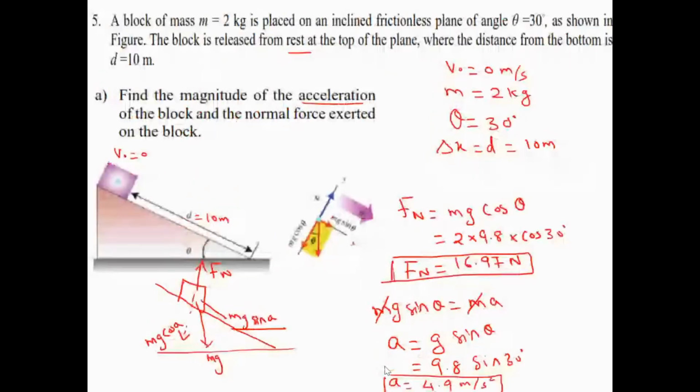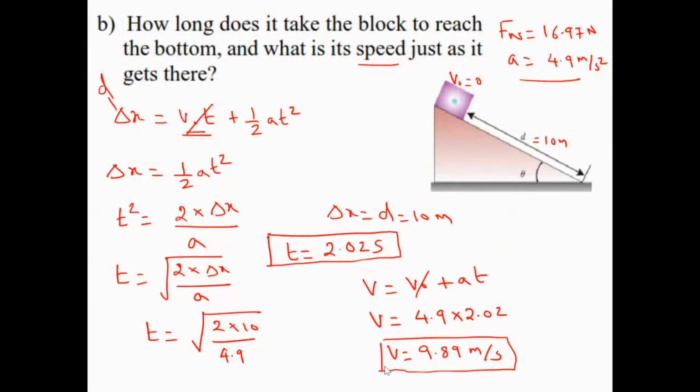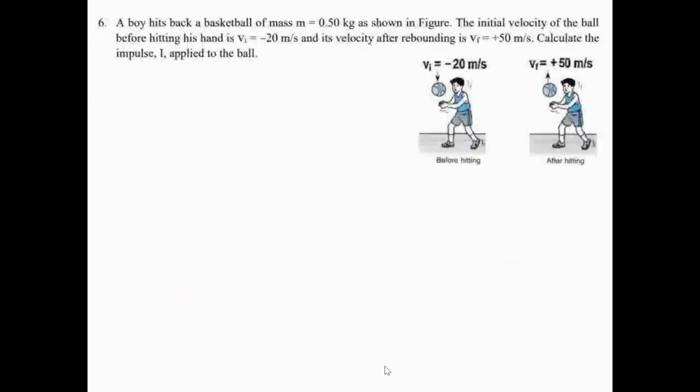So in the fifth question, we have 4 answers. The first answer is the normal force. The second one is acceleration, the third part is the time, and the fourth part is the speed. So we have to form 4 answers in this question. Sixth question. The sixth question is based on momentum, impulse, as well as the law of conservation of momentum. So we have to answer this question from that chapter.